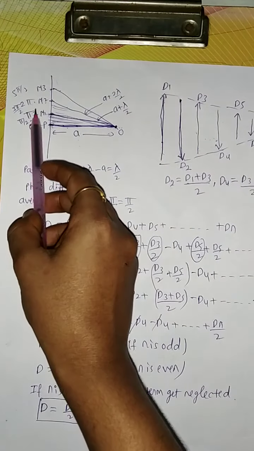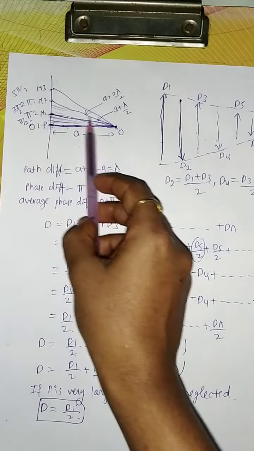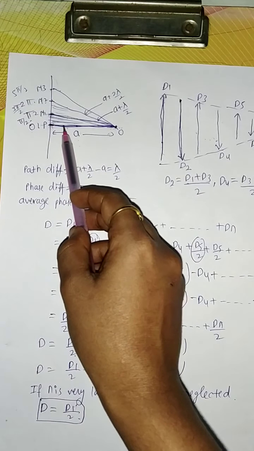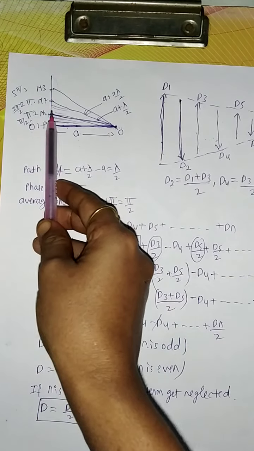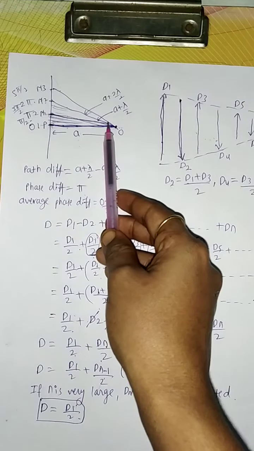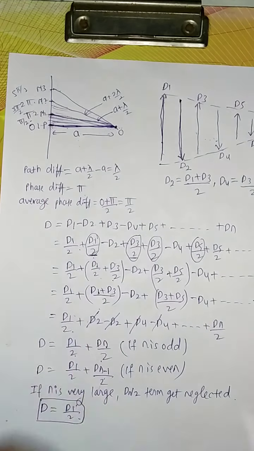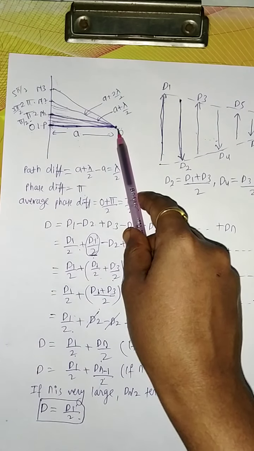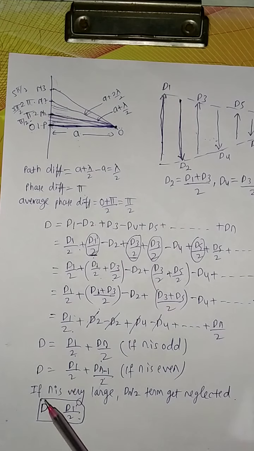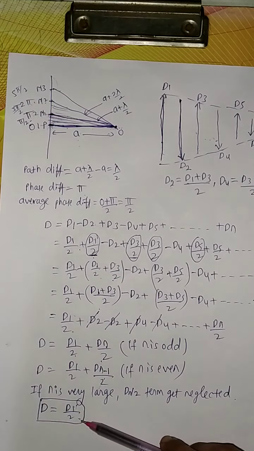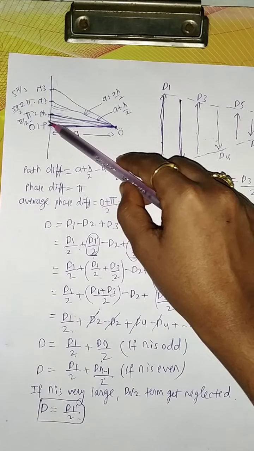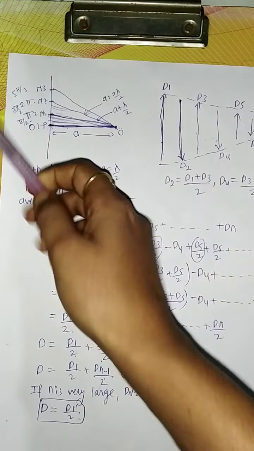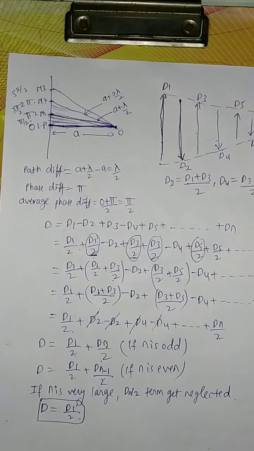Means whatever the light rays coming through M1, they are having the amplitude, isn't it? So half of that amplitude is going to reach at point O. This will be the resultant amplitude. Understanding? D is the resultant amplitude at point O. From the derivation, what we got is that value is equal to d1 divided by 2. Means due to the first zone, half of that amplitude is reaching at point O.